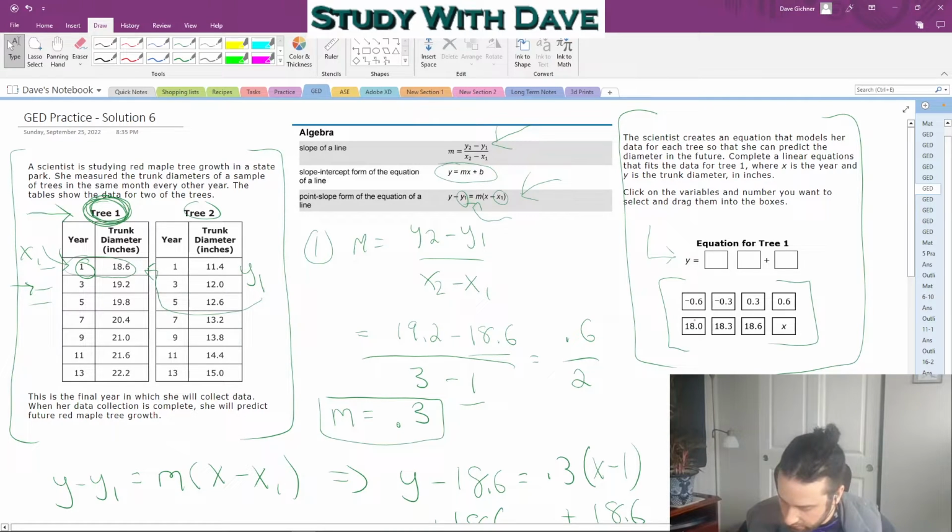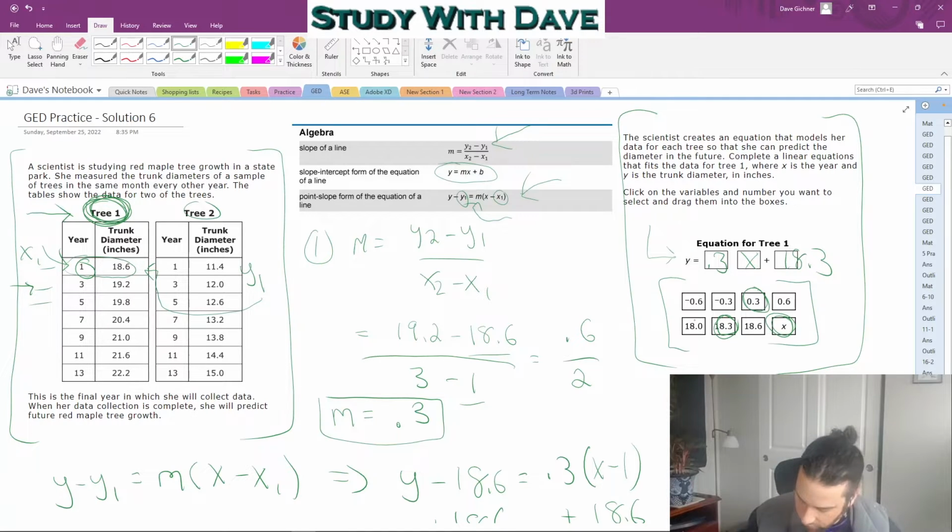And let's see, we've got a 0.3, we've got an x, and an 18.3. So I'll just try to draw this: 0.3x plus 18.3, and that's that. So I know this one was kind of long.